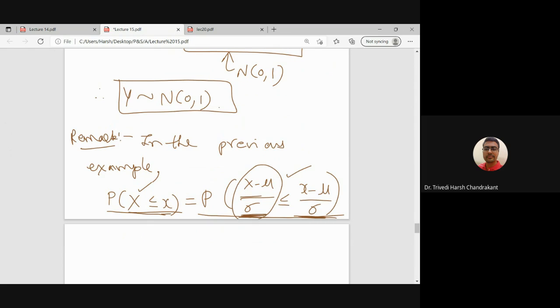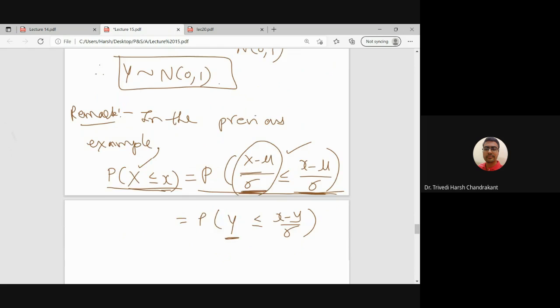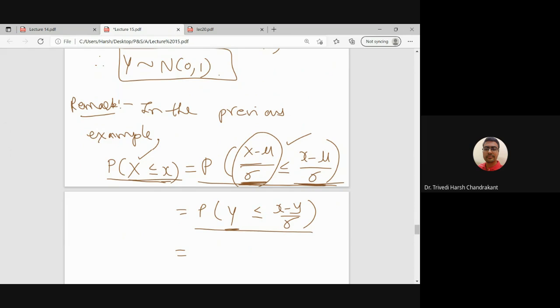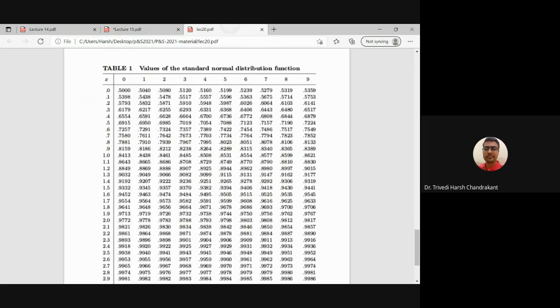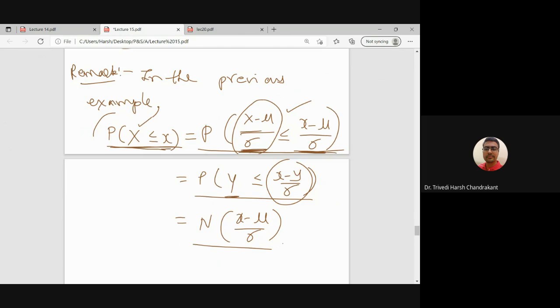And what is this random variable? That is our Y. So Y is less than or equal to (x minus mu) by sigma, and this is our standard normal random variable. We have denoted the CDF of the standard normal random variable by capital N. So that is capital N evaluated at this point, (x minus mu) by sigma. So we can find the CDF in terms of the standard normal variable, use this table, and find the probability for any normal random variable, which may not necessarily be standard normal.